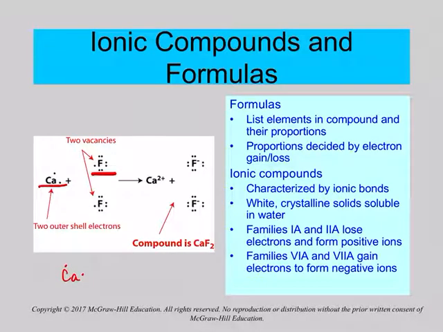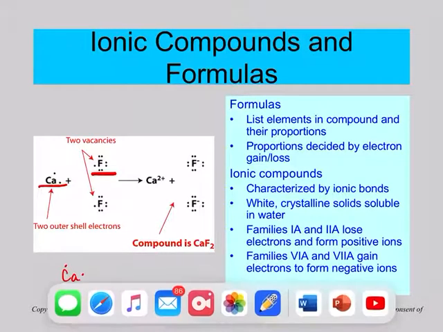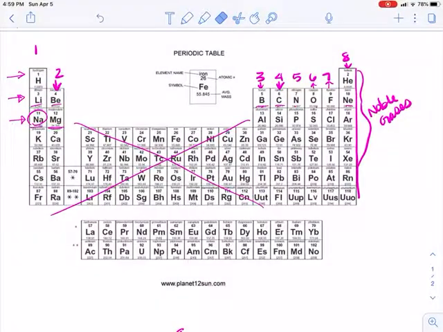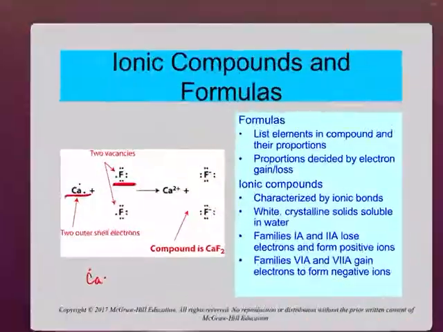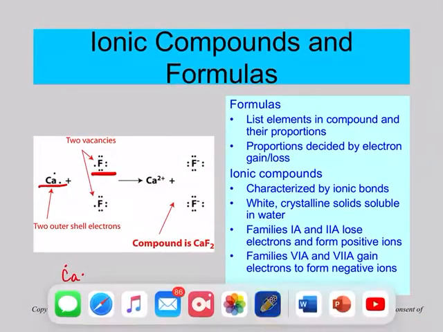So anyway, calcium has 2 outer electrons. And let me just bring up the periodic table. Nope. Okay, that's not what I wanted to do. I mean, it is, but it isn't.